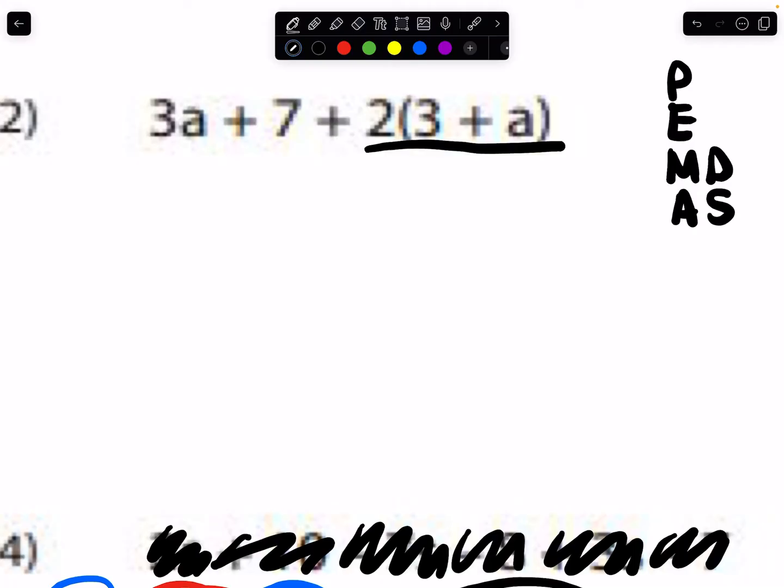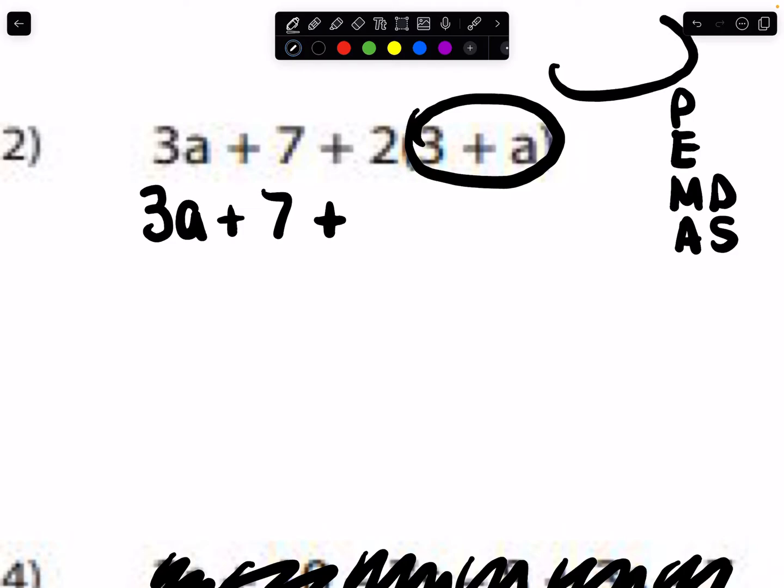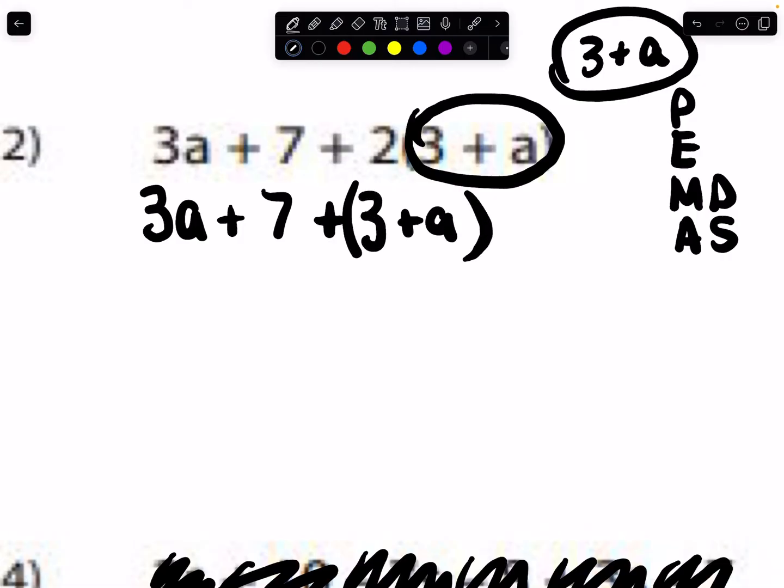Now this 2 right here means that I have 2 of those sets of parentheses. It's repeated addition. So we can do this one of 2 ways. You can recognize that it's 2 times 3, so this means 3a plus 7 plus, I have 2 sets of 3 plus a. So I'm going to write that out. One set, 3 plus a. Second set, 3 plus a. So I changed my multiplication of 2 times 3 plus a into my repeated addition.